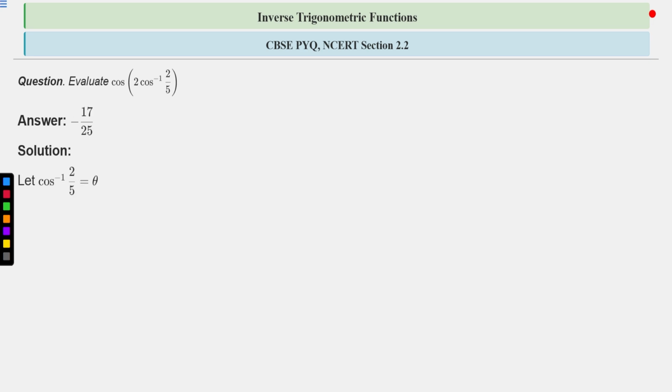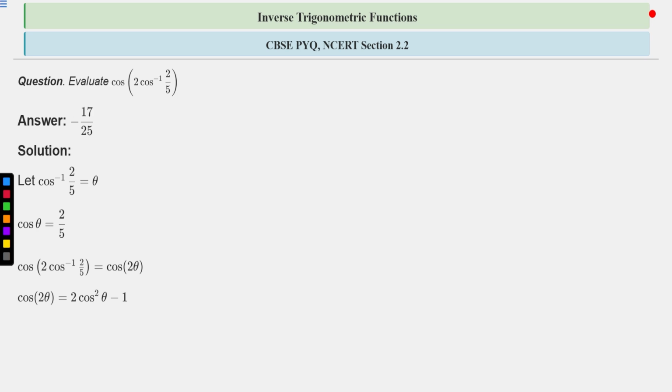Let cos inverse 2 by 5 be equal to theta, right? So cos theta will be equal to 2 by 5, right? So cos of 2 cos inverse 2 by 5 will be equal to cos 2 theta, because we have taken cos inverse 2 by 5 equal to theta, right? So cos of 2 cos inverse 2 by 5 is equal to cos 2 theta.